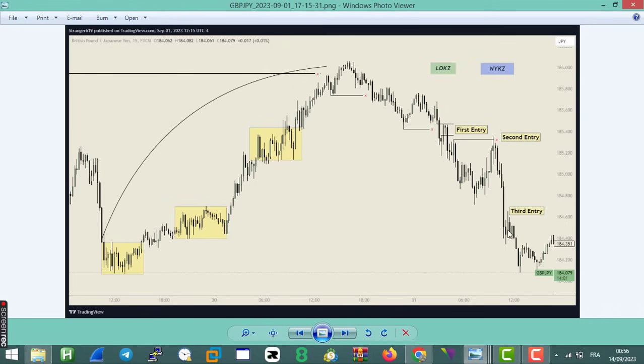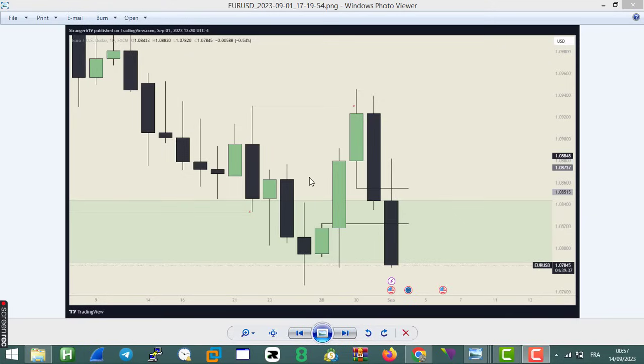We have a break of such displacement lower, and this could be your entry right here, targeting this final consolidation. This is called original consolidation. Another example here, this is the euro against the US dollar, EU. We have displacement to the upside, taking external range liquidity. Our next target is this fair value gap right here, alright?